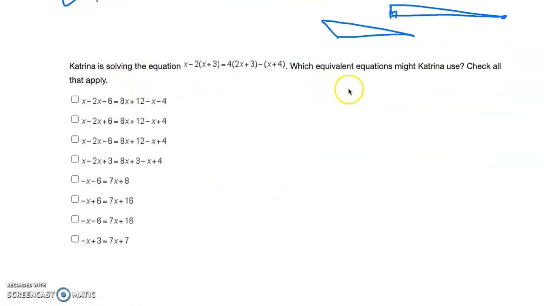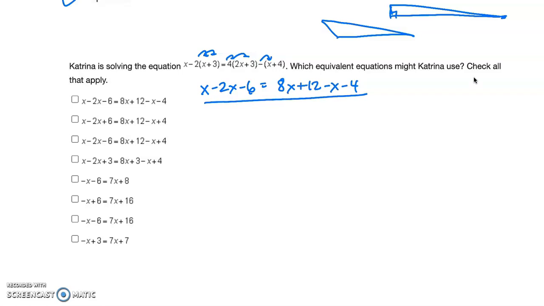So if we're trying to solve this equation, which equivalent equations might Katrina use? Let's distribute first and see what we can simplify. So this is x minus 2x minus 6 equals 8x plus 12. Now I've got to distribute that negative as well: minus x minus 4. Does this match any of these over here? If I look at my first one, x minus 2x minus 6, that checks out. 8x plus 12 minus x minus 4.